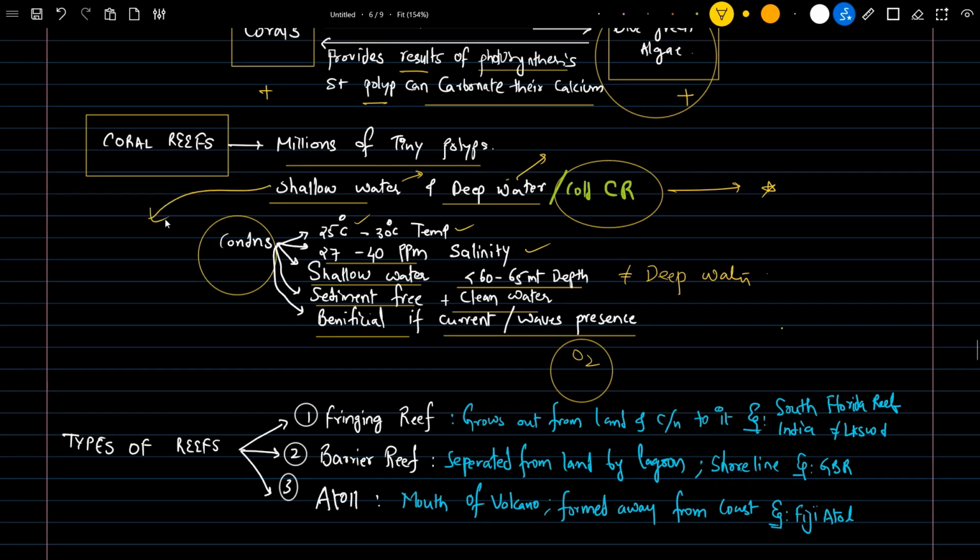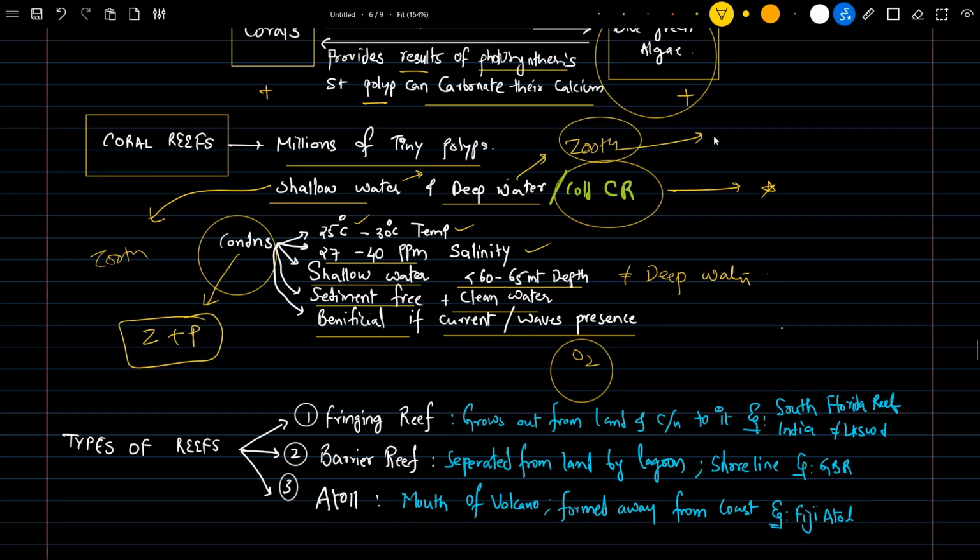So shallow water and deep water. Here understand, in deep water zooxanthellae algae will not be present. There will be other algae which is not zooxanthellae, whereas in shallow water zooxanthellae can take place. So these are the conditions we are talking about: the zooxanthellae plus polyp situation.